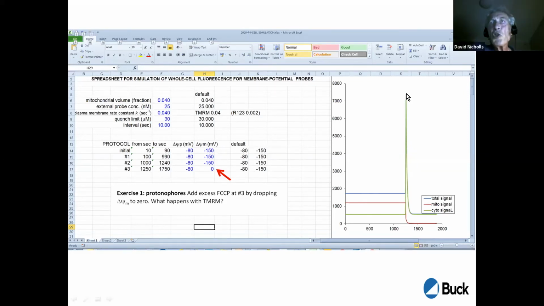It's dequenched. All of that excess TMRM was invisible in the matrix because it was quenched as an aggregate. When you release it to the cytoplasm, it becomes fully fluorescent. So what you're seeing is the dequenching of the probe as it comes out of the matrix into the cytoplasm. Is that okay?